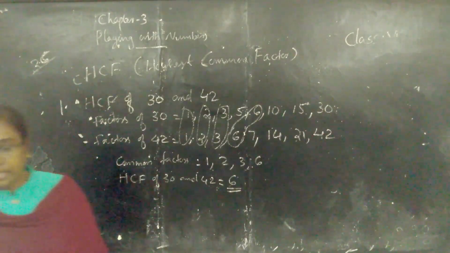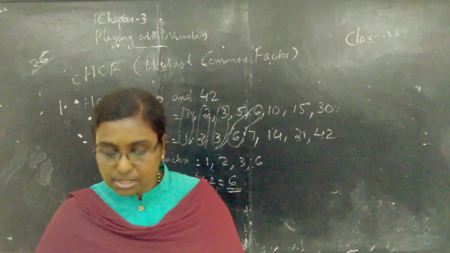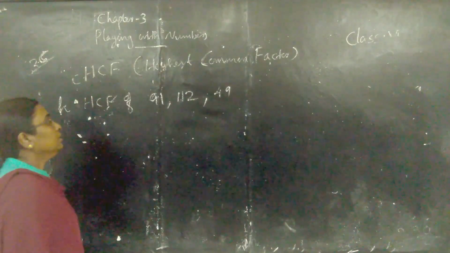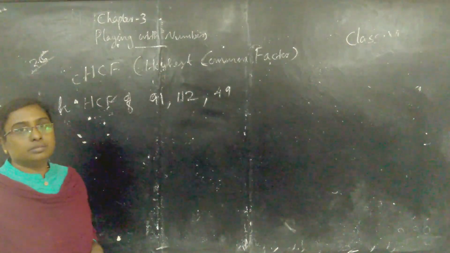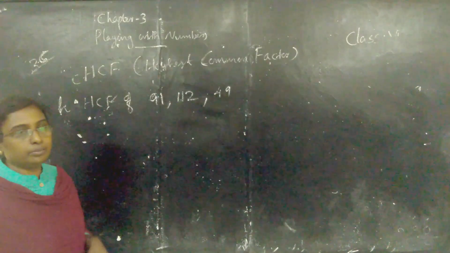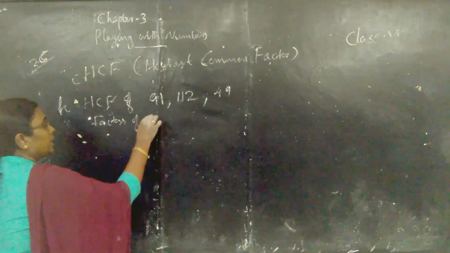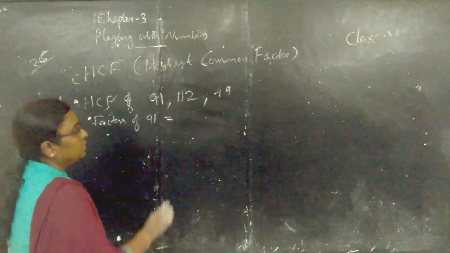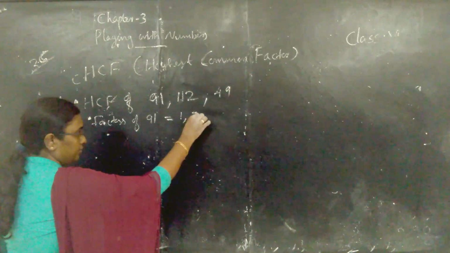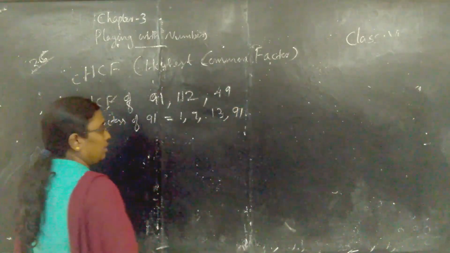In this way, we can find the HCF for all the other questions. I will do one more: the HCF of three numbers. In this case also, first we find the factors of the three numbers. What are the factors of 91? 1, 7, 13 and 91.